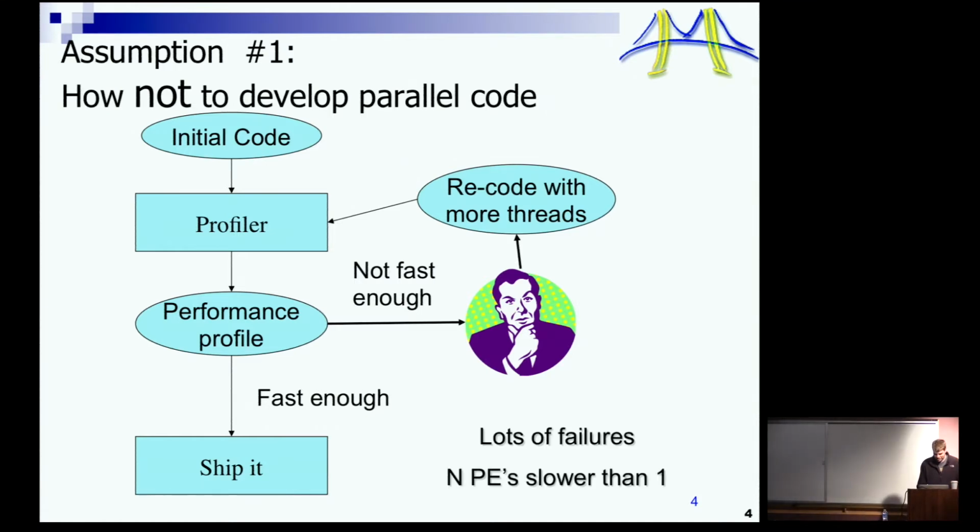So what's the problem with this? Lots of failures, meaning that you're introducing a lot of complexity into your code, and it might just stop working, or you might introduce bugs that are going to show up later after you ship it. And also, the big deal for me is that it doesn't actually get faster in a lot of cases. You introduce all these threads, and if you don't do it in a smart way, you could actually get a slow down instead of a speed up.